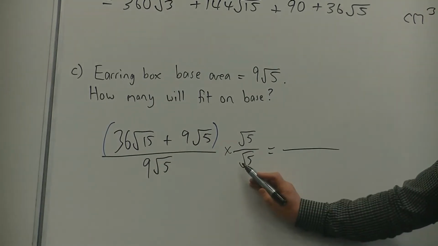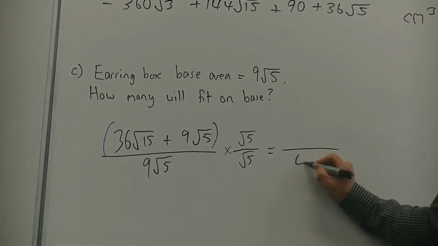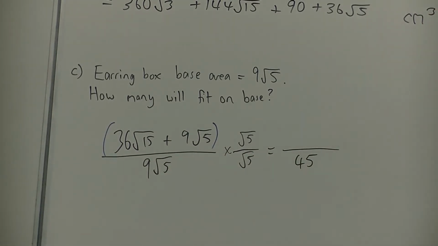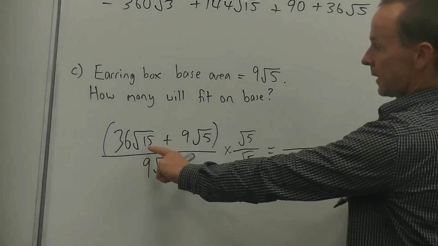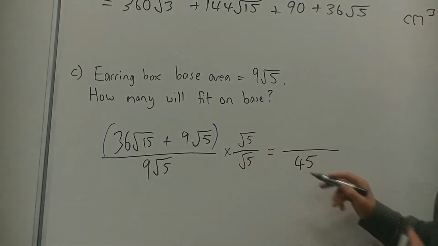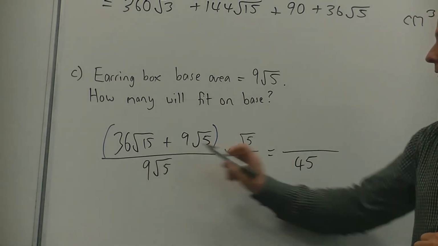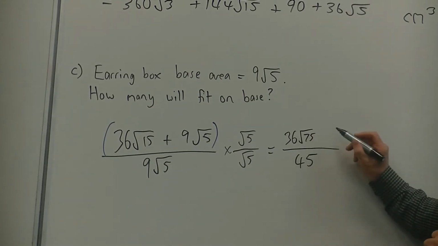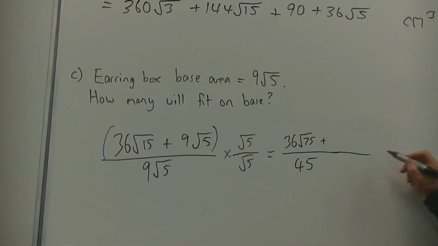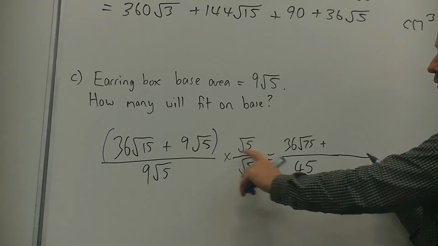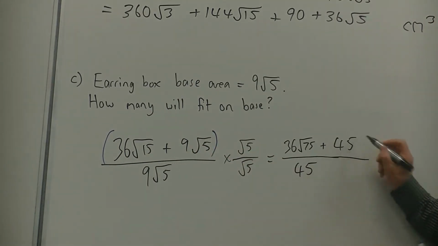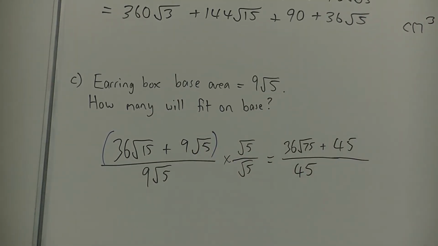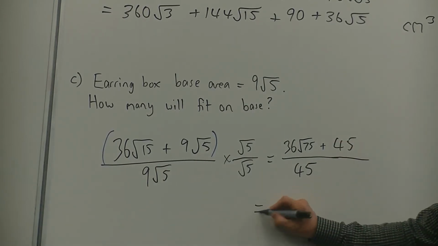Root 5 times root 5 is 5. 9 5s are 45. So I've just got 45 as a number. Now multiply the top line. Root 15 times root 5 is root 75. So I've got 36 root 75 plus 5, that's 5, 9 5s are 45. And there's our answer, except we can simplify.